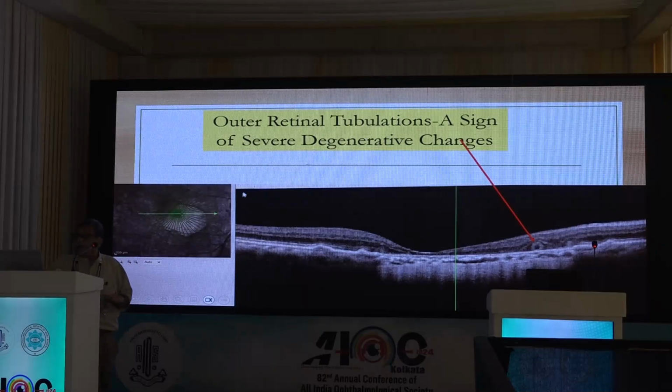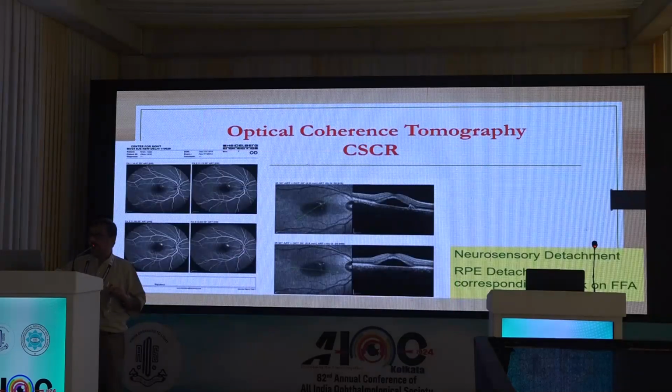What about this? Here you see the fovea is thinned out. But you see this round cartwheel thing, it looks like a cyst. It's not a cyst. This is cartwheel-like, it has thickened walls. This is what we call an outer retinal tubulation. Don't start treating these lesions. They don't need any treatment. It's a sign of severe degenerative change.